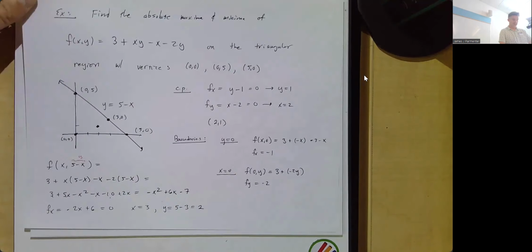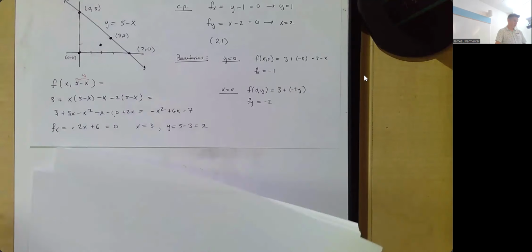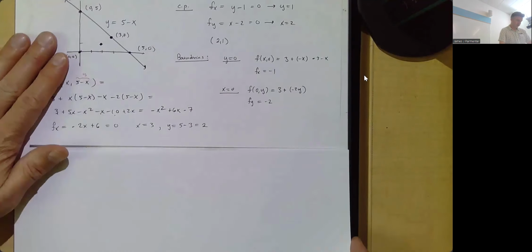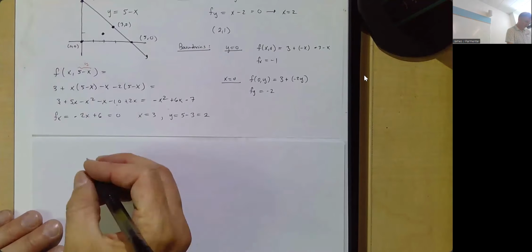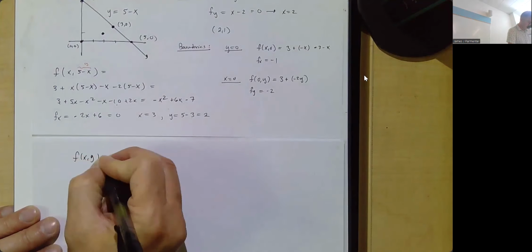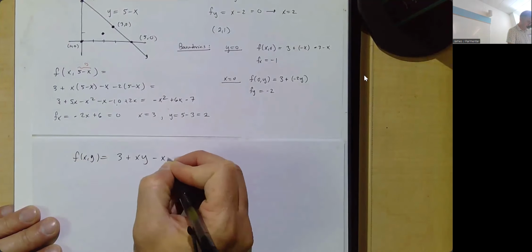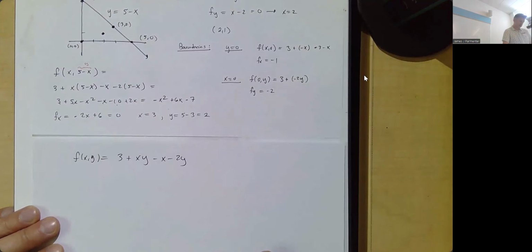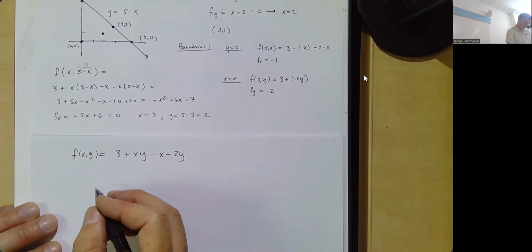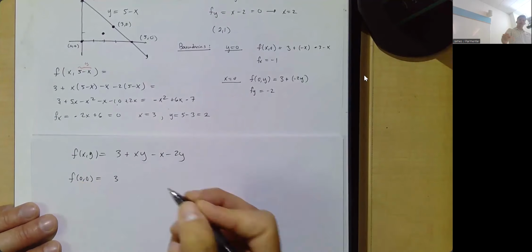And of course, I'm out of room here, so we'll go to a new page of paper. So we're just going to take our 5 critical points. We're going to plug all of them into the function 3 plus x times y minus x minus 2y. So first plugging in 0, 0. I get 3 plus 0 minus 0 minus 0.